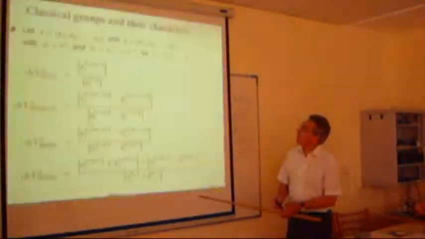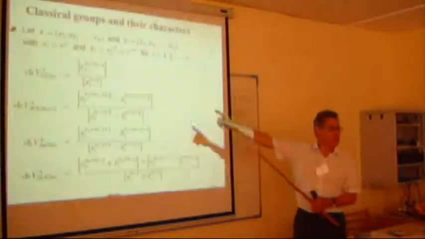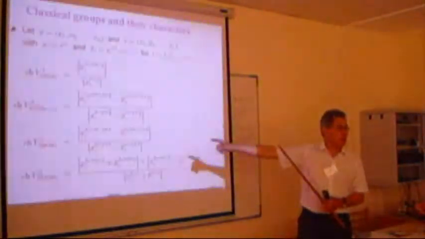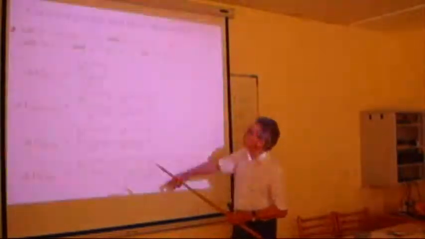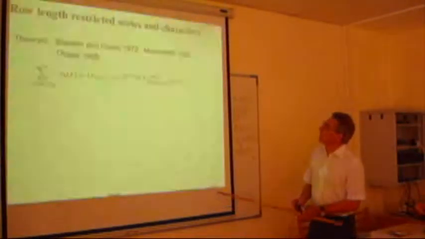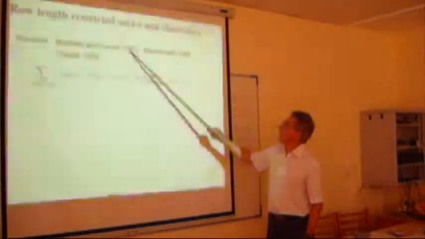Okay. These are the classical group characters, all written in terms of determinants. Do you see Macdonald's one there? Well, not immediately, but it is. You stare at these and you think, well, it doesn't look quite the same, but it is. And this goes back to a theorem that originated in Bracken and Green in 1972.